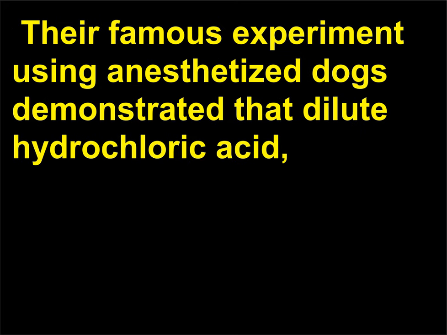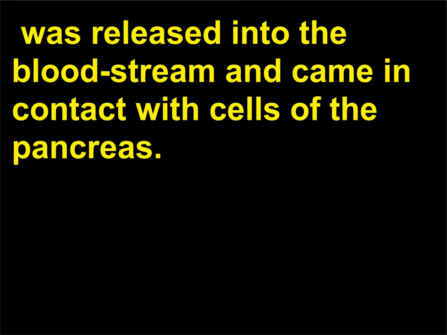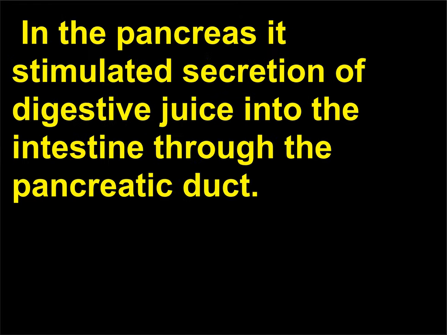Their famous experiment using anesthetized dogs demonstrated that dilute hydrochloric acid mixed with partially digested food activated a chemical substance in the duodenum. This activated substance, secretin, was released into the bloodstream and came in contact with cells of the pancreas. In the pancreas, it stimulated secretion of digestive juice into the intestine through the pancreatic duct.